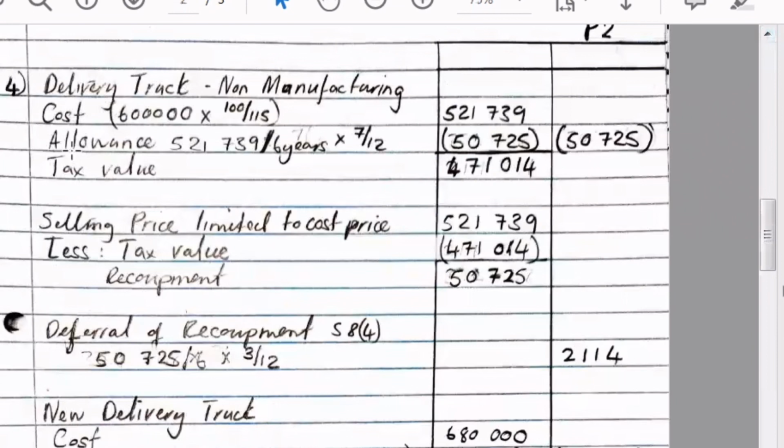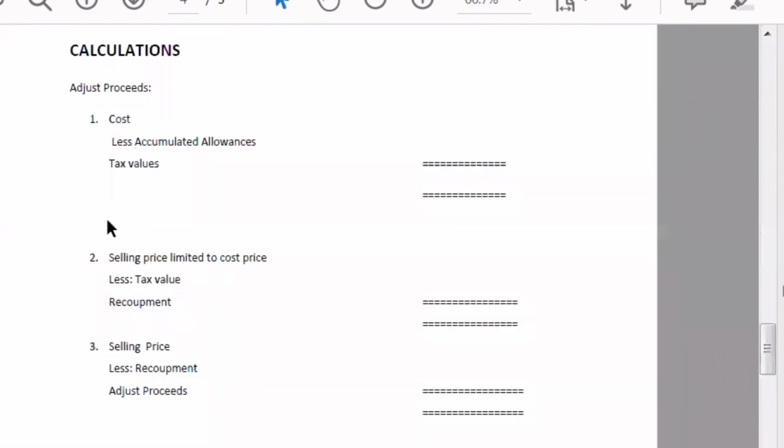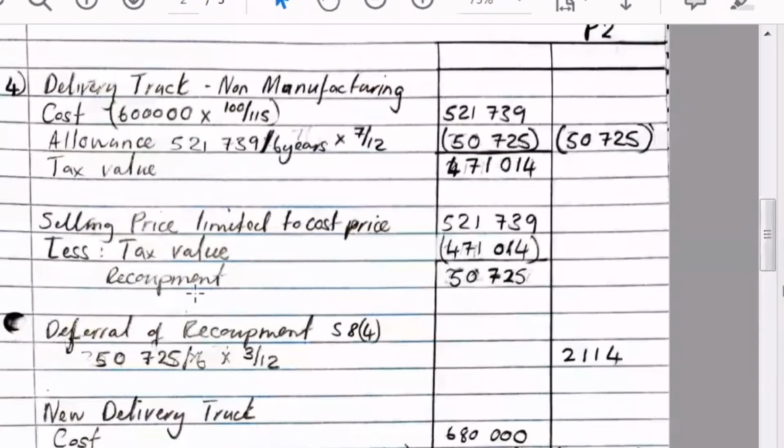There we said cost minus accumulated allowances, we got the tax value. The next step, we said what? You are aware of this stage as well. Selling price limited to cost price, less tax value. You've got your recoupment. Selling price limited to cost price, less tax value. These two you know.